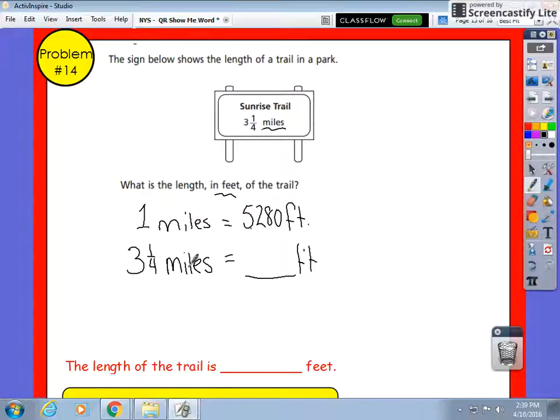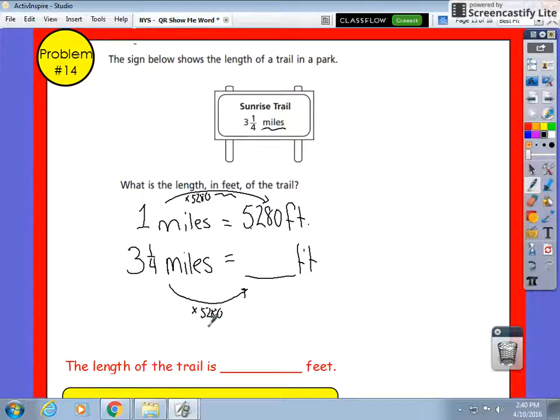So we match our units so that to go from miles to feet, to go from 1 to 5,280, I need to multiply by 5,280. That means I have to multiply 3¼ by 5,280. Now in my head I'm thinking, ew, in order to multiply this by a mixed number, I would have to turn both of those into fractions. And those are some pretty big numbers. So I might want to try to do this one a little bit differently.